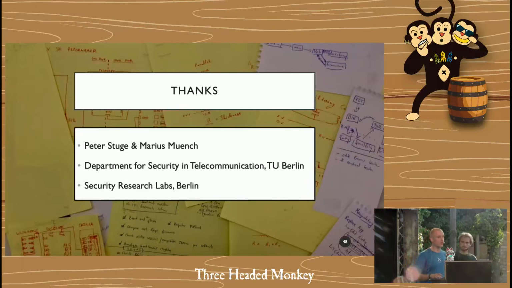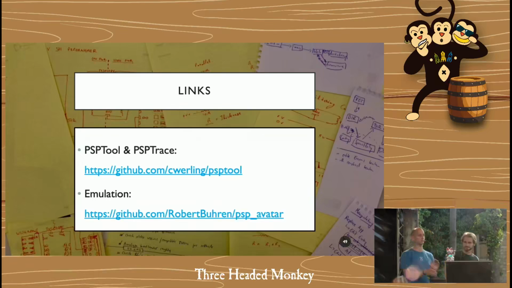Okay. Some thanks. There is Peter Stuge, who provided us with a flasher for SPI flash that allows us to easily and fast flash the flash, which is very helpful. Marius Münch, who developed the Avatar 2, and the SecT department and SR Labs Berlin for providing us with hardware that we can have a look at. There are the links. Thanks.